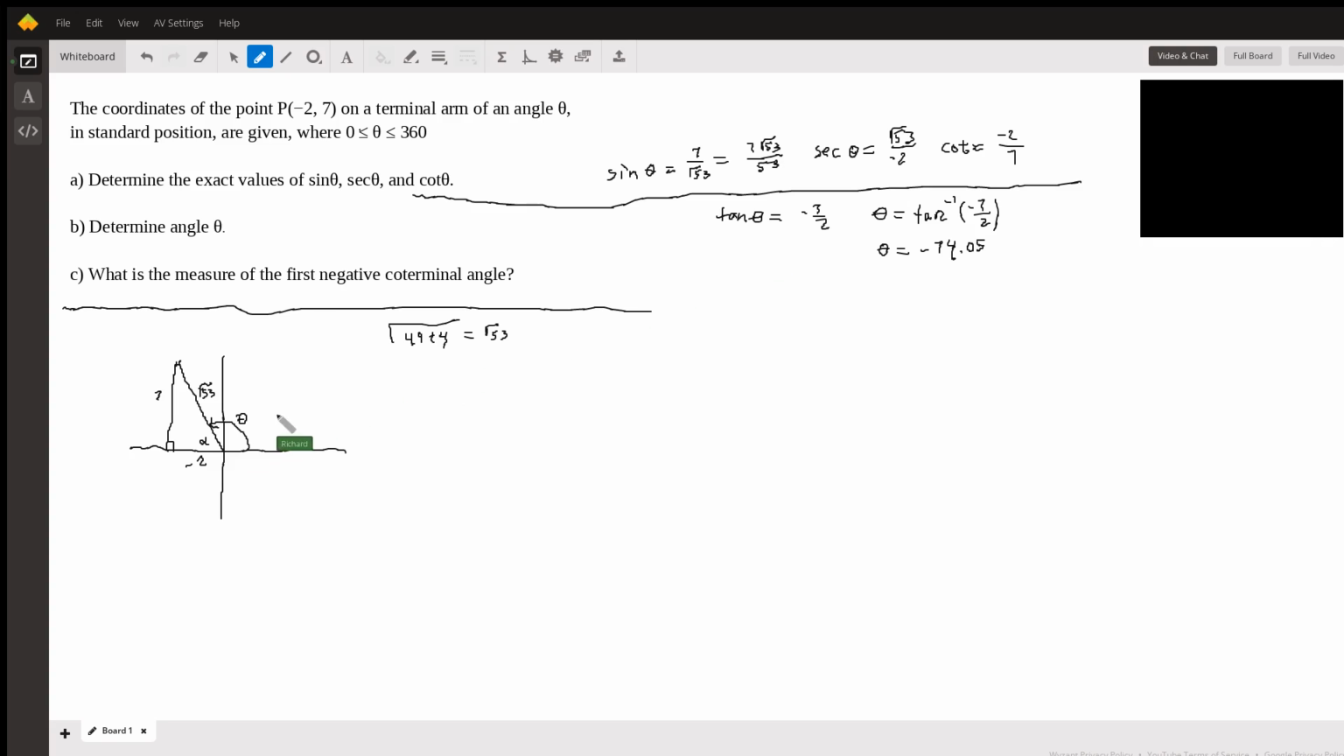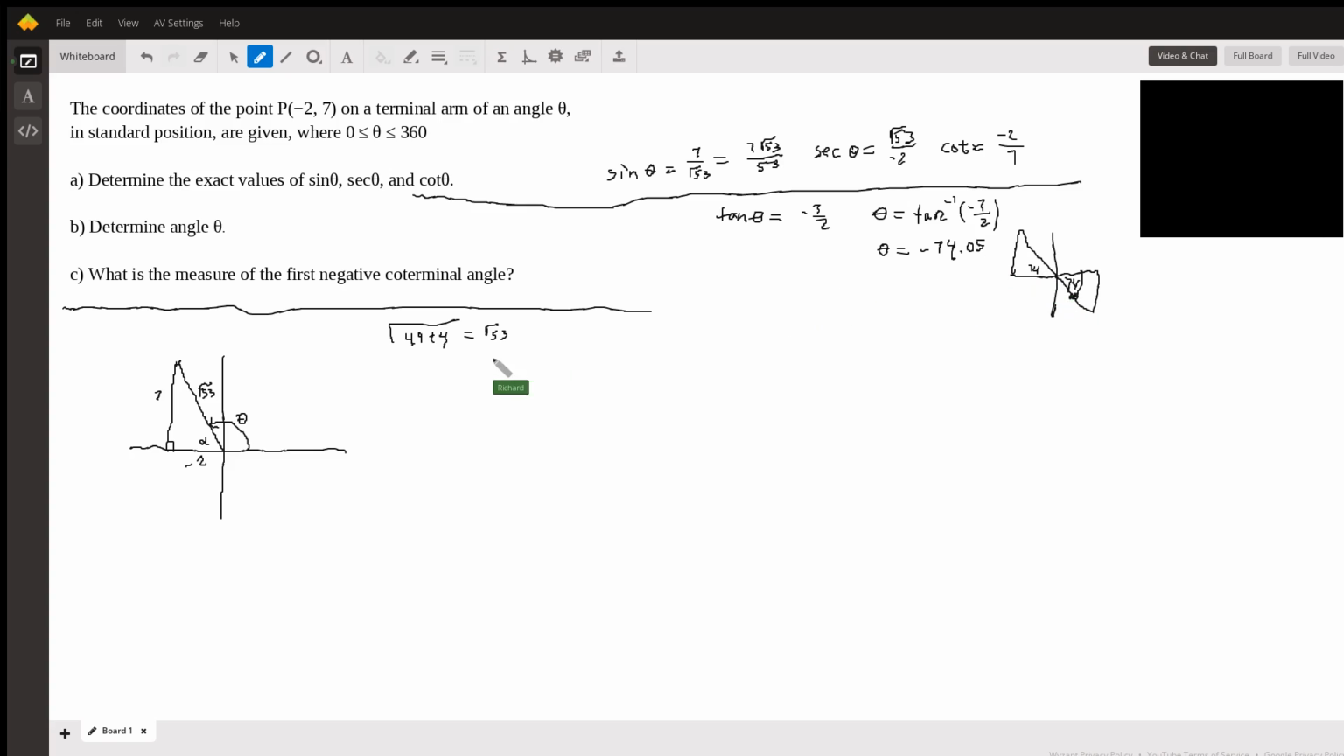Okay, so now we have to just get this. We've got an angle down here that's roughly negative 74 here. And you can see if we just extend this triangle up here, this is going to be 74 here. So that's giving our reference angle at 74.05.